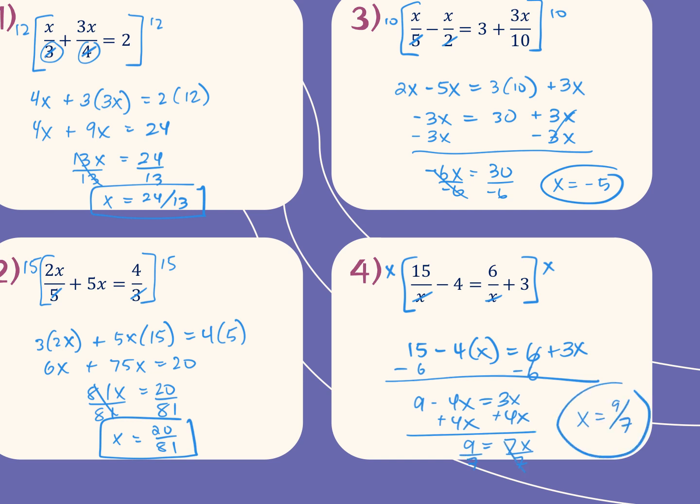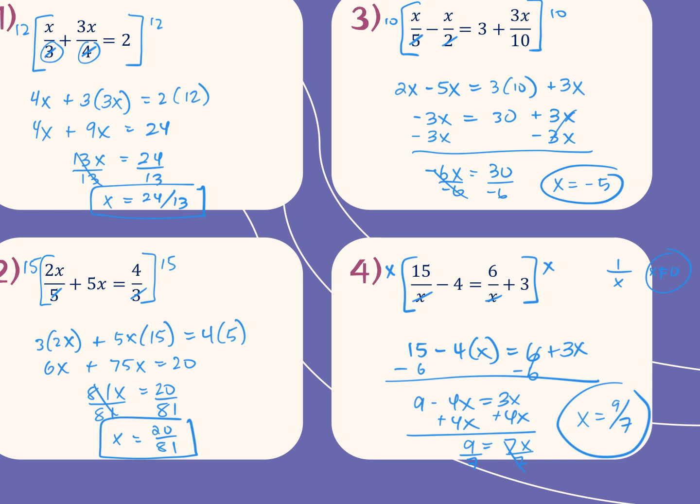And this is where I need to check my answer. Because again, notice that my denominator is x in a couple places. So I need to ask myself, what can x not be, right? Or maybe not so much x, but what can the denominator not be? Remember, I can never have a denominator of 0. So x cannot equal 0. So in this case, since x equals 9/7, I'm fine.